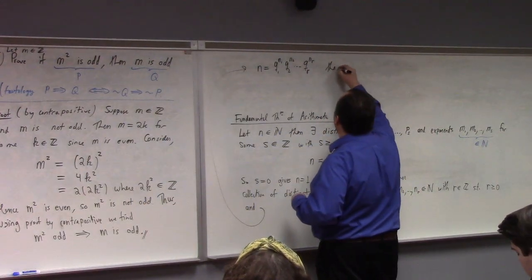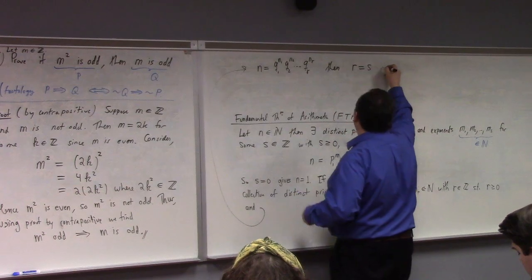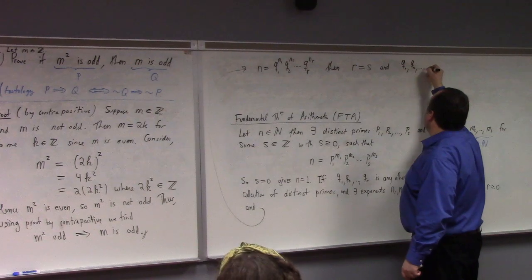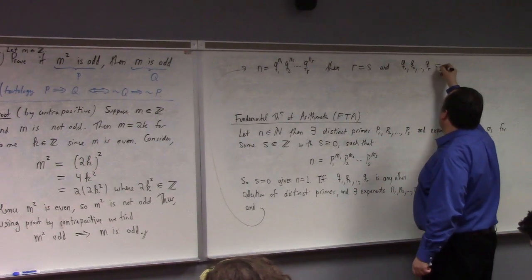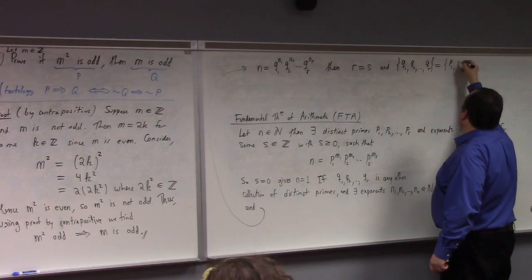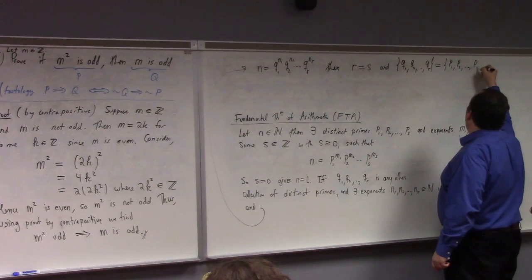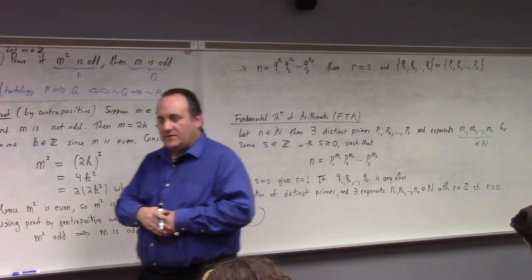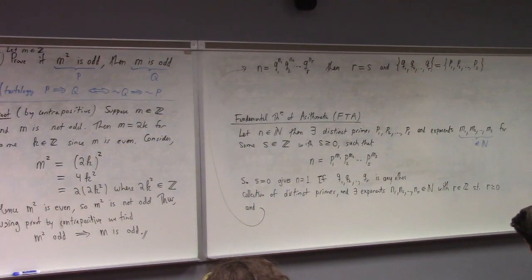That was supposed to be a then. r is equal to s, and if we look at these lists q1, q2, qr as a set, this set and this set are the same set. So if we find the prime factorization of an integer, it's unique up to reordering of the primes. You guys with me?